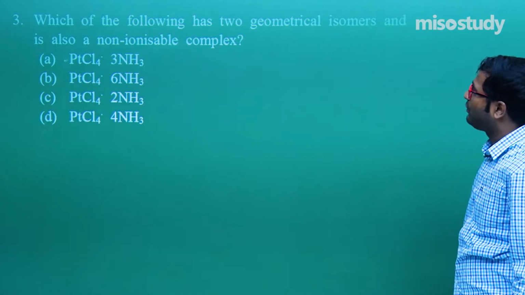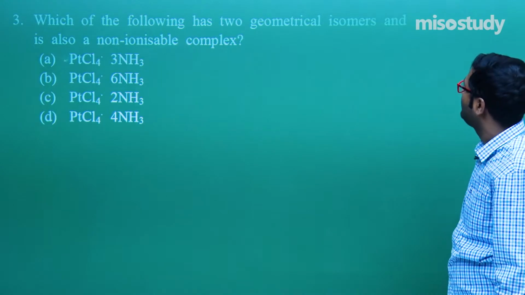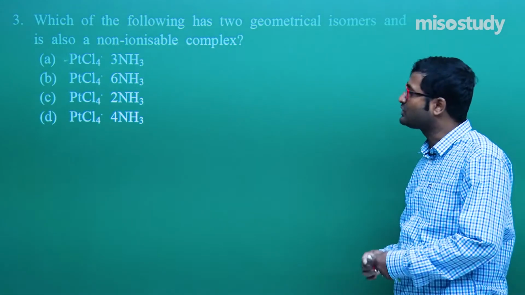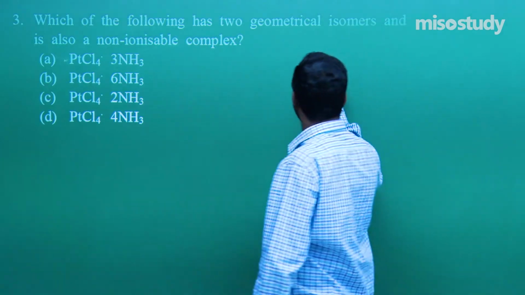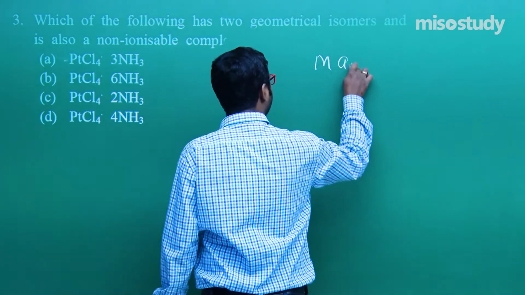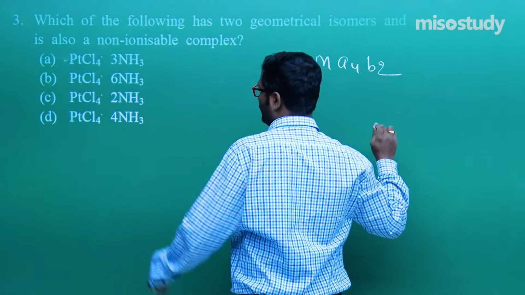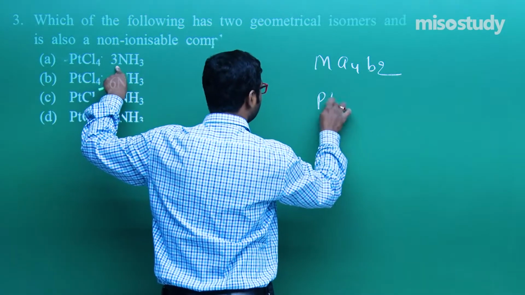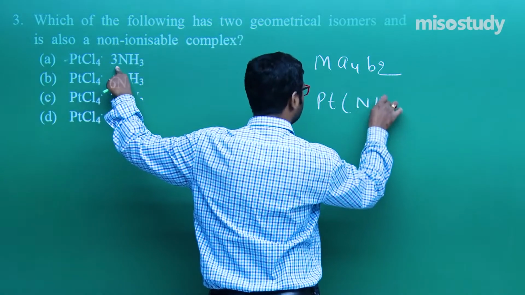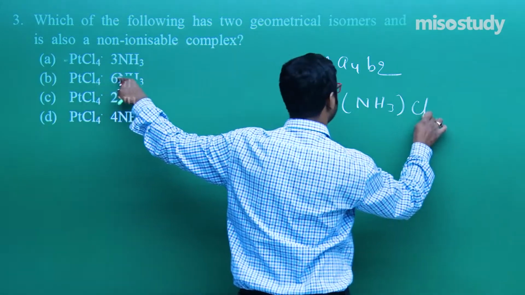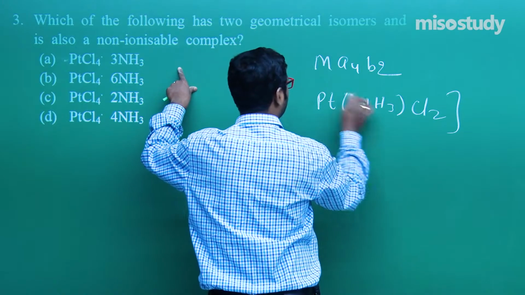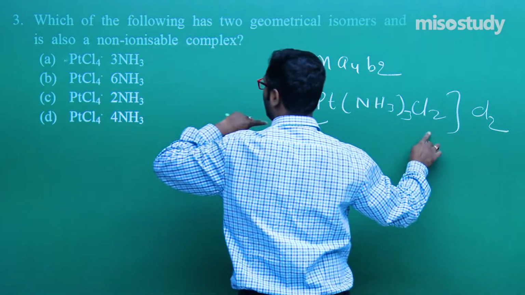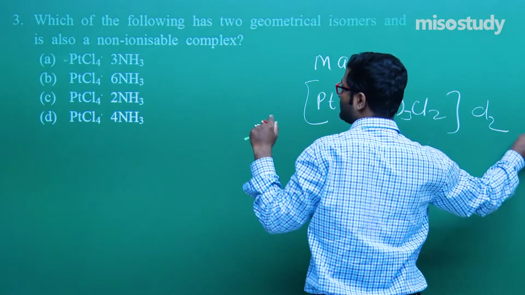Which of the following has 2 geometrical isomers and is also non-ionizable, that is, no charge? As we know, if a complex has formula Ma4B2, now look here. If I write Pt(NH3)3Cl2, this is not non-ionizable, this one is not possible.